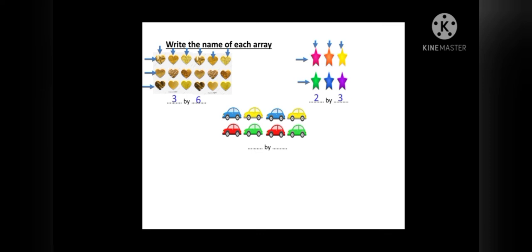I have another one here. Dot by dot. Count with me. The row first, then the column next. 1, 2. I have here 2 rows. And how many columns? Count with me. 1, 2, 3, 4.